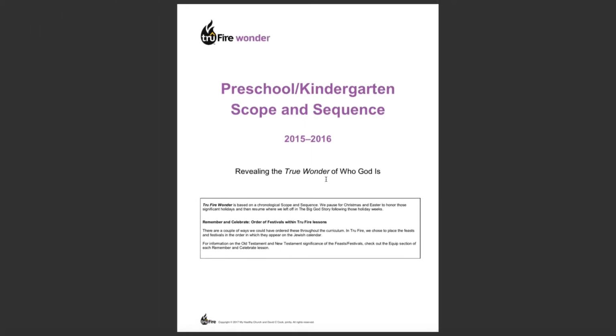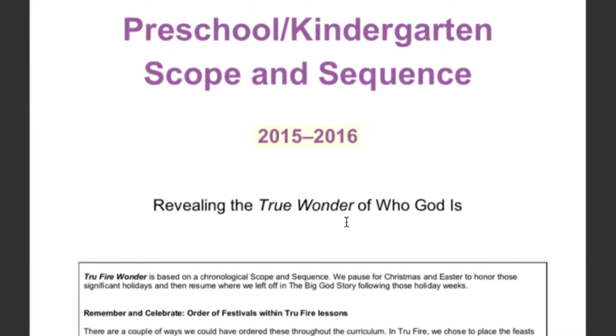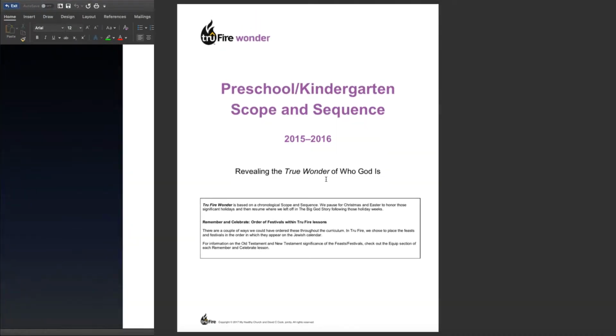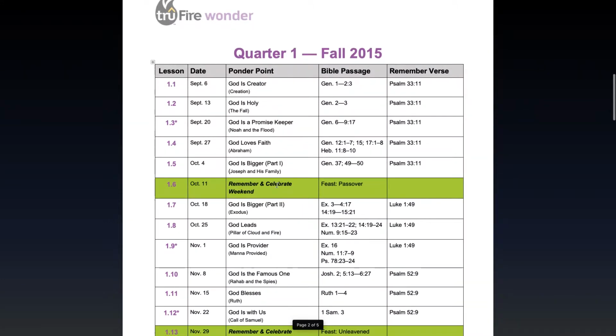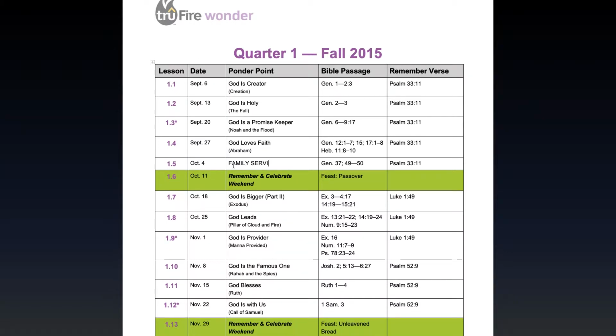There are a few things worth noting about the scope and sequence. In order to avoid confusion and overwhelming our users, the scope and sequence contains the outline for only the current year. This reduces the document size and makes it easier to find your place. When you purchase Tru Fire, you will be given access to an editable scope and sequence on the digital platform. This means that you can modify the document to fit your church's schedule.